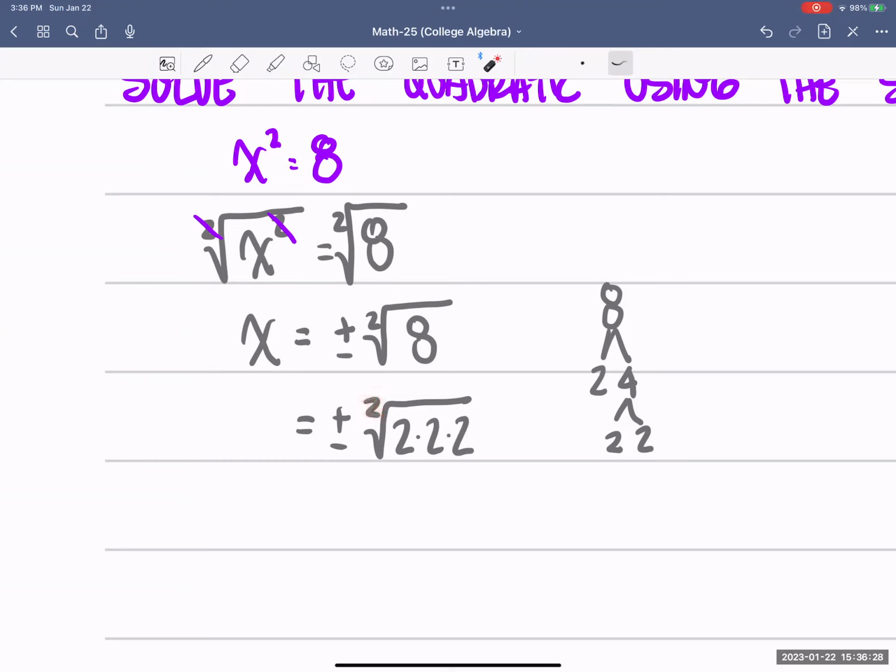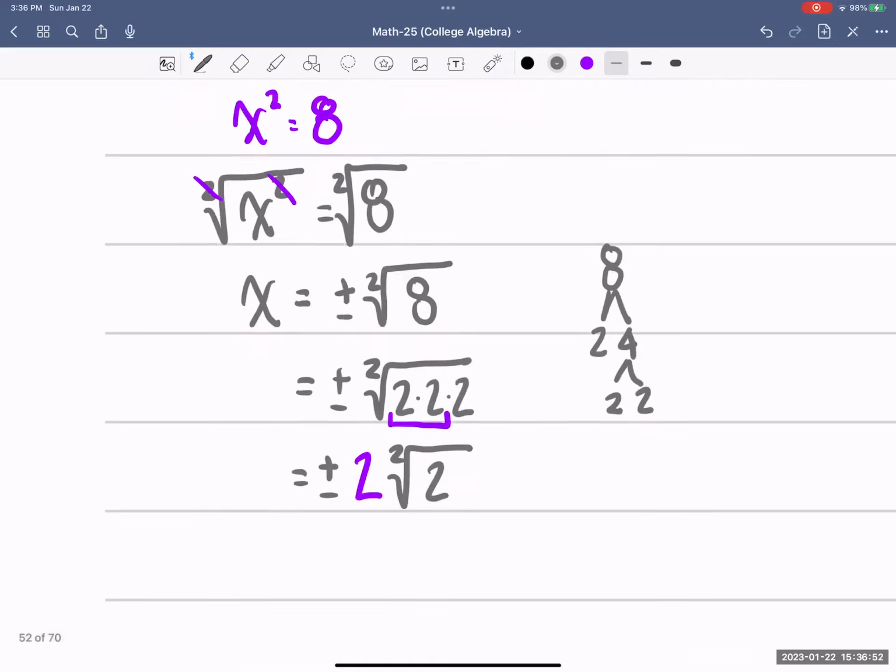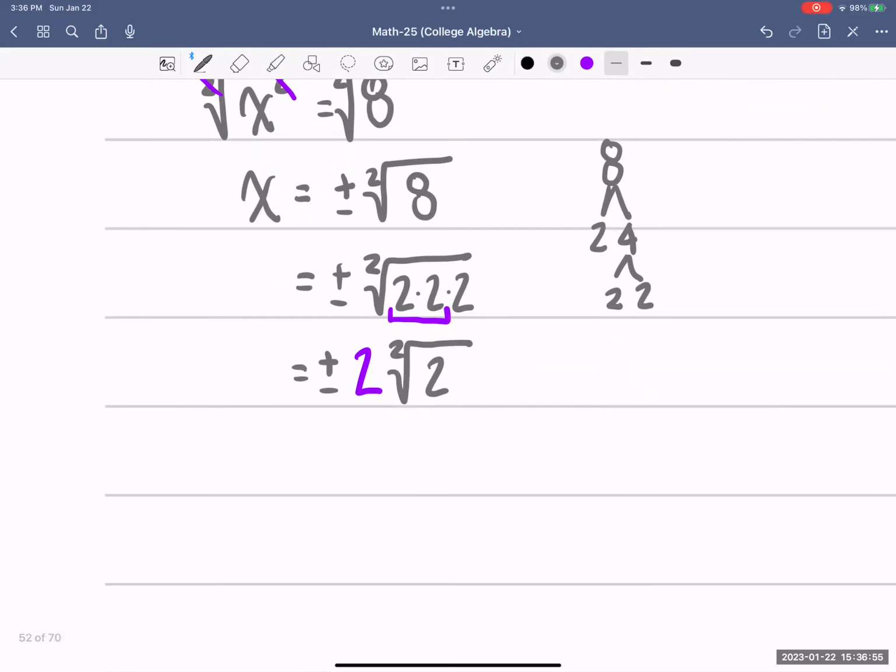This being the square root, what we're looking for are groups of 2. So I see that we have one group of 2 here, and we could factor that out, leaving us with the plus or minus, factoring out one group of 2, and leaving us with 2 times the square root of 2. And there isn't any more simplifying that we could do here. So our solution is x is equal to plus or minus, remember we have those 2 solutions, 2 square root of 2. And that's it.